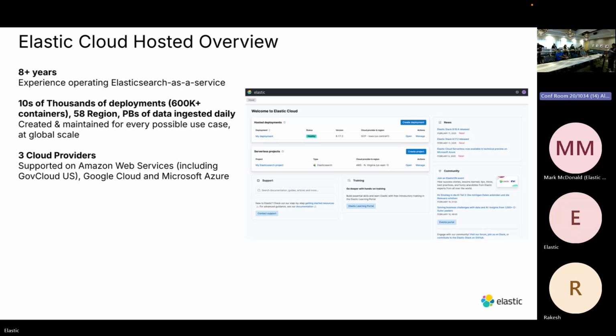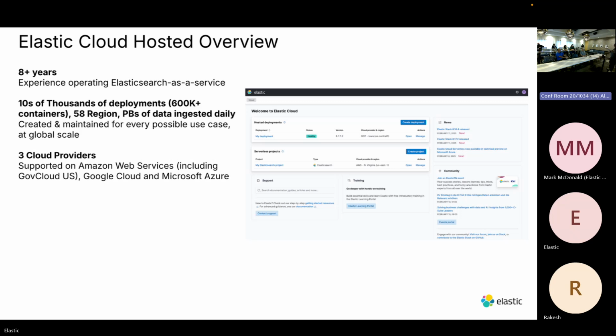So with that, this is a very quick hosted overview of what the product has been. We have been operating this product for more than 8 years, and some people even call it Elasticsearch as a service, but it's way beyond Elasticsearch. To give you the scale, we have tens of thousands of deployments running on this platform. In terms of containers, we have close to 600,000 plus containers, which we run on a homegrown solution. This solution was built even before Kubernetes was a thing, right? So everything is a custom-based homegrown solution.